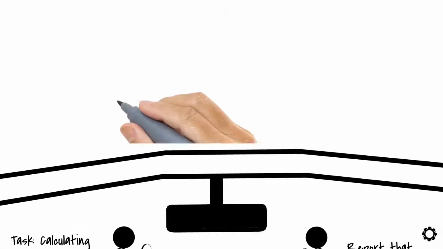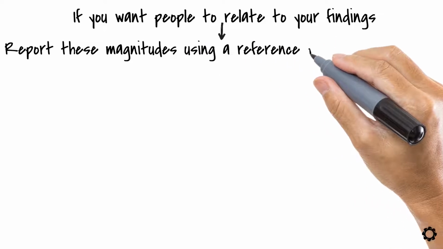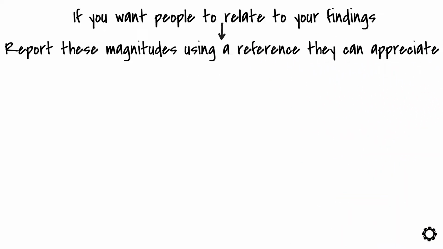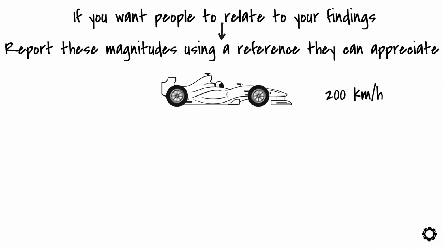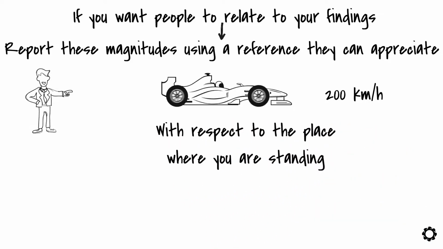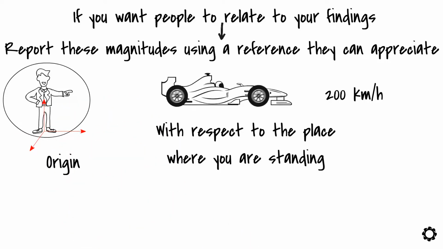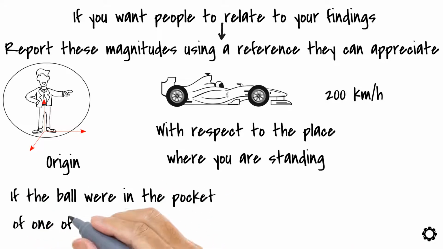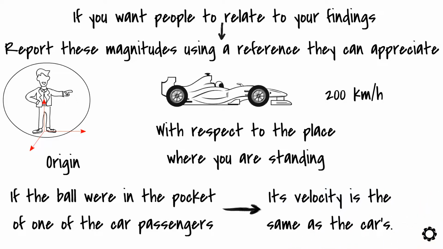First, you know that if you want people to relate to your findings, you need to report these magnitudes using a reference they can appreciate, as you did when I told you that the car was traveling at 200 kilometers per hour. Your first words are that you will be giving the information with respect to the place where you are standing. It means that where you are standing will become the origin of the reference system you are using to tell the parameters. Now, if the ball were in the pocket of one of the car's passengers, you know for sure that its velocity is the same as the car's.